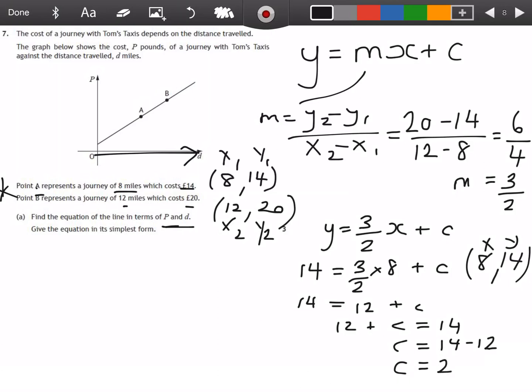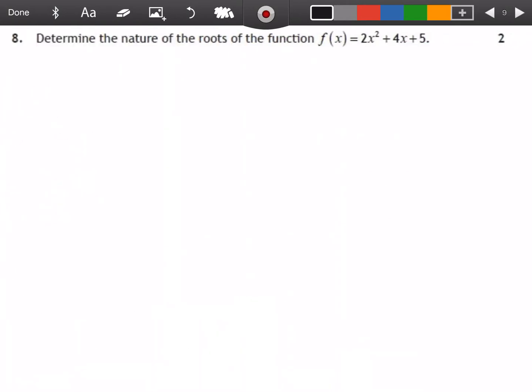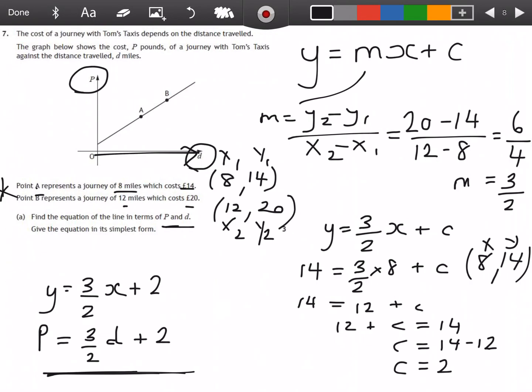Okay, the question says, what's the equation? The equation is y equals mx plus c. 3 over 2x, we now know c, we now know m, but we need to use p and d. P is on the y-axis and d is on the x-axis, so we're just going to put the letters in the right place. So p equals, and it's a capital letter P, 3 over 2, wee letter d, plus 2. That's this. Okay, now going on to part B, usually it says use your answer. Oh, oops, I must have missed part B.